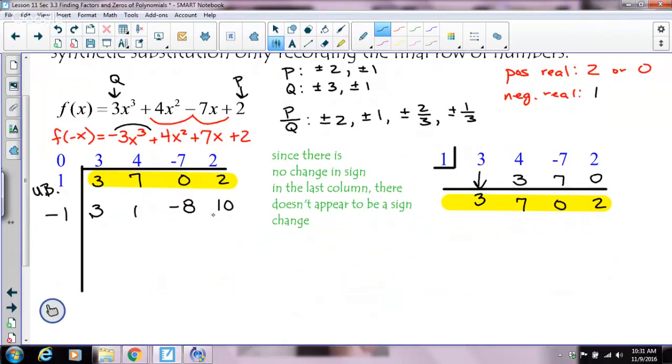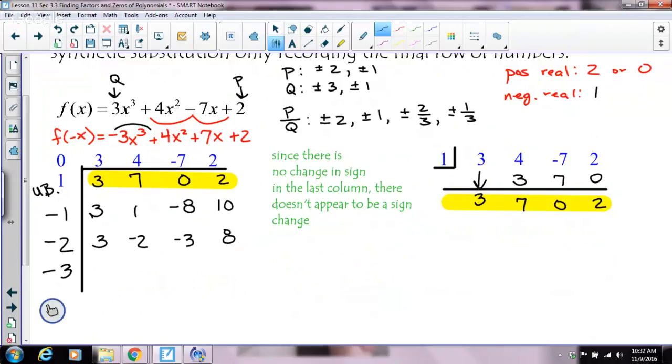So I want you to look. Is that the lower bound? No, because it's positive, positive, negative. It doesn't alternate sign. So now I'm going to try -2, because that's the next integer. Bring down the 3. 3 times -2? -6 plus 4? -2 times -2? 4 plus -7? -3 times -2? And 6 plus 2?